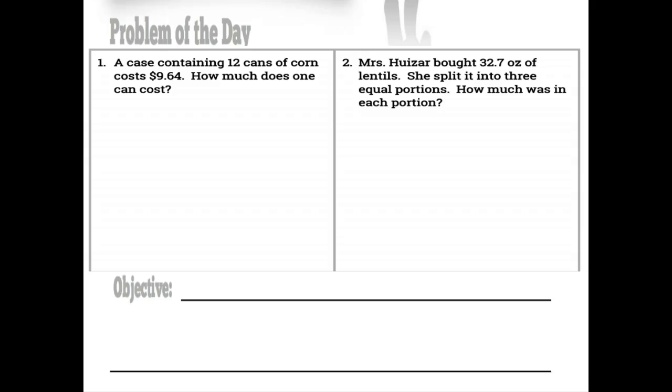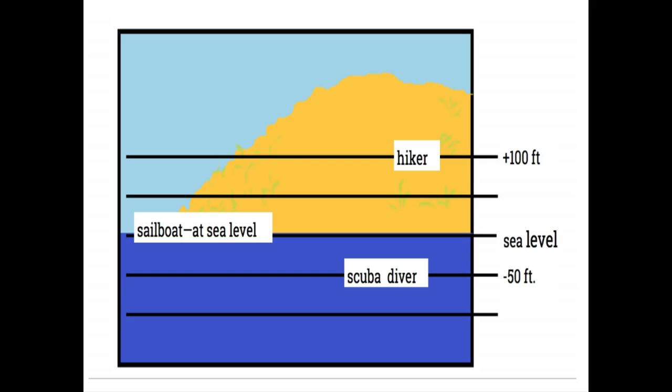And now, let's go to teacher input. Remember, teacher input, pencils are down, looking up here at the screen. And I have an image of a mountain and water. And here I have a sailboat at sea level. Well, if this is at sea level, that's where my 0 is going to be. Going up the side of this mountain, there is a hiker.